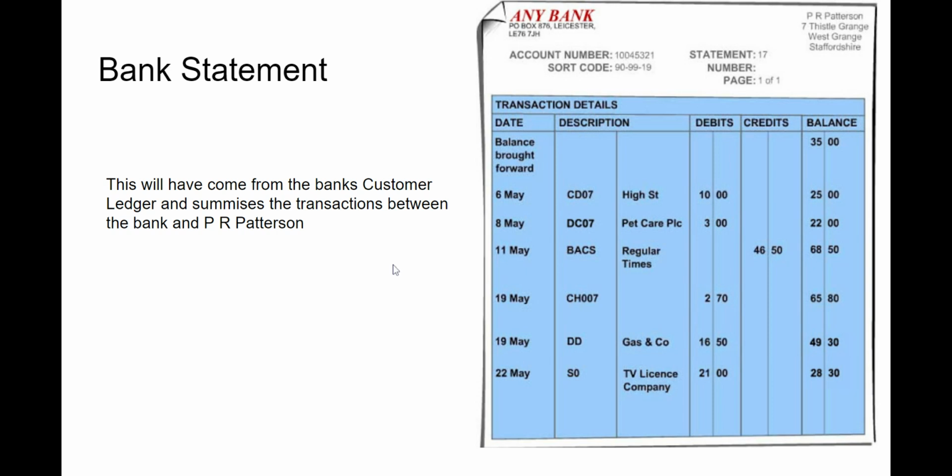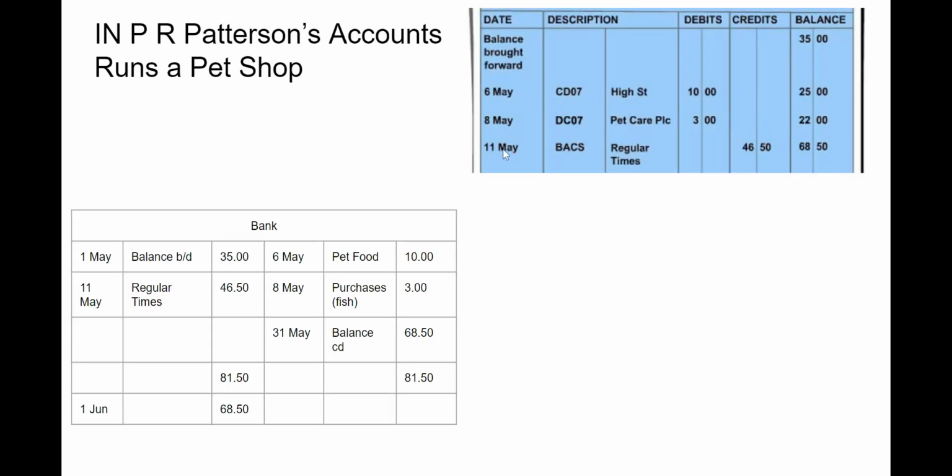account in his ledgers. So if we look at Patterson's account, I've just reduced this down to imagine there's just 3 transactions during the month. Opening balance is a credit balance for the bank in their accounts, but for Patterson it's an asset. So he would say in his accounts he's got a balance brought down of £35.